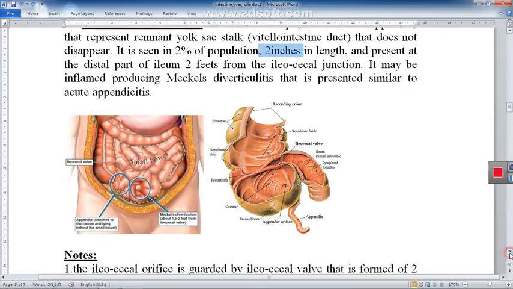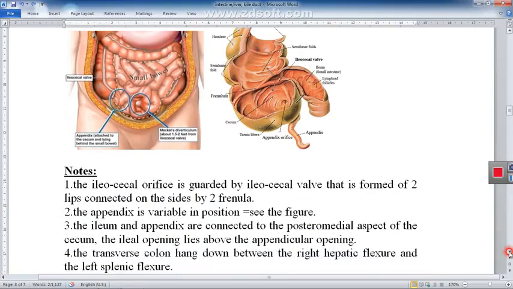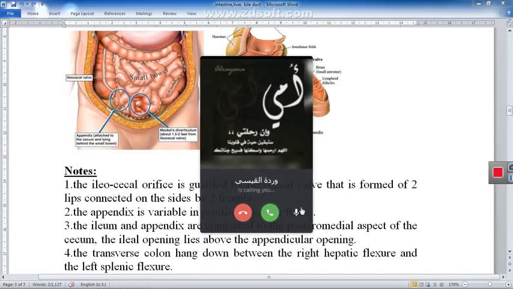The inside of the cecum shows the opening of the ileocecal junction. This opening is guarded by a mouth-shaped or lip-shaped valve, which is called the ileocecal valve. It is formed by an upper lip and a lower lip.